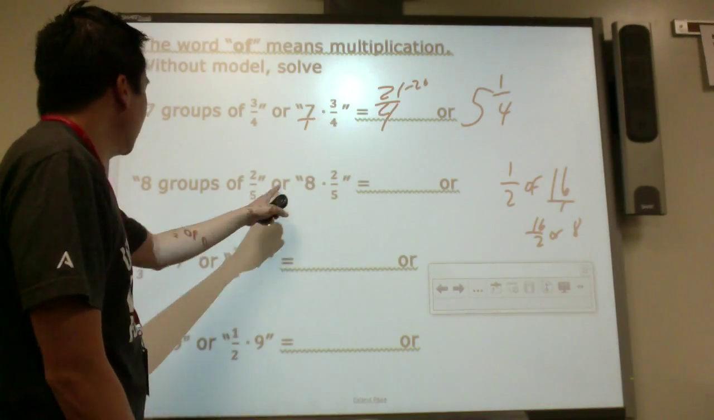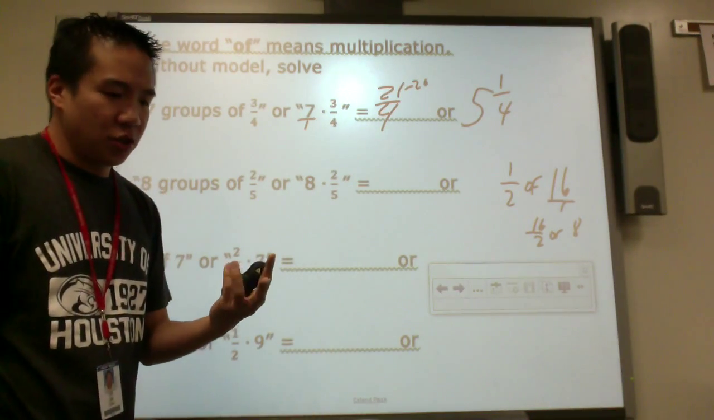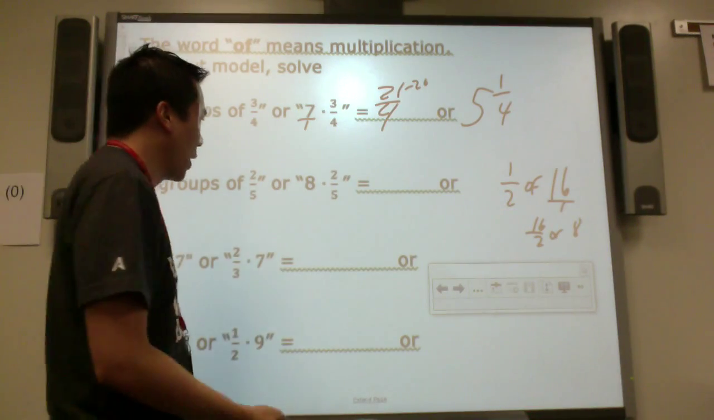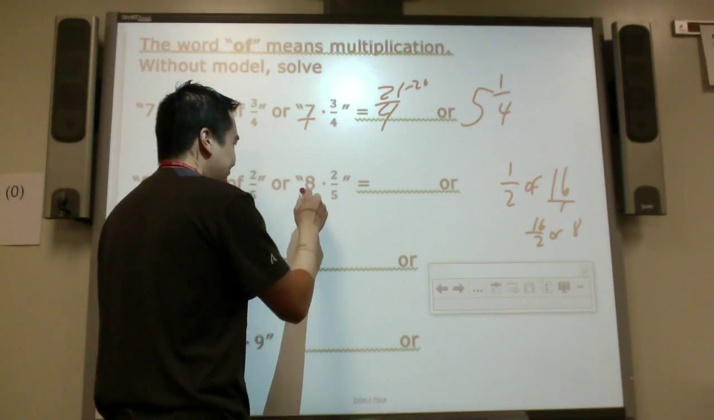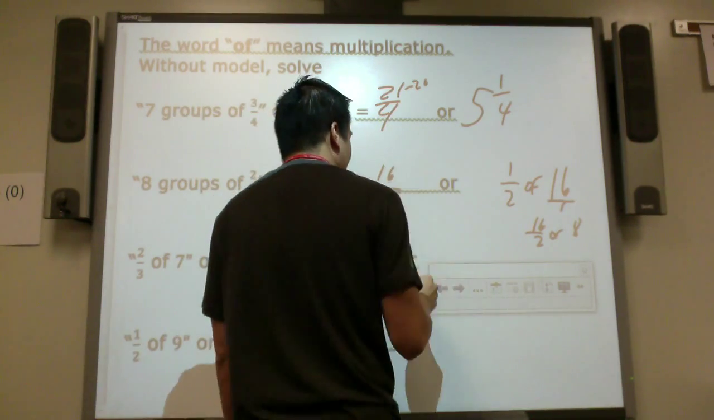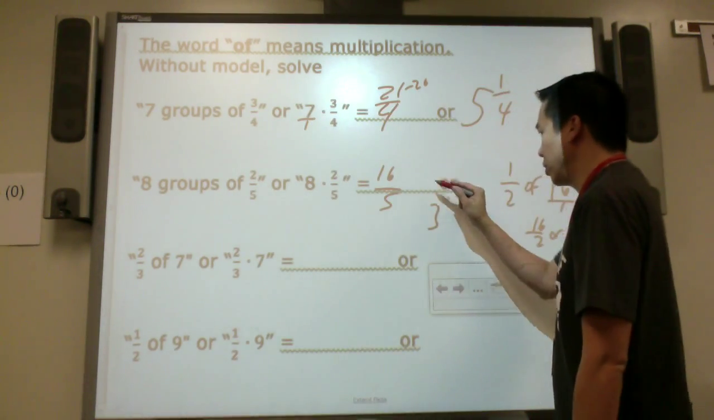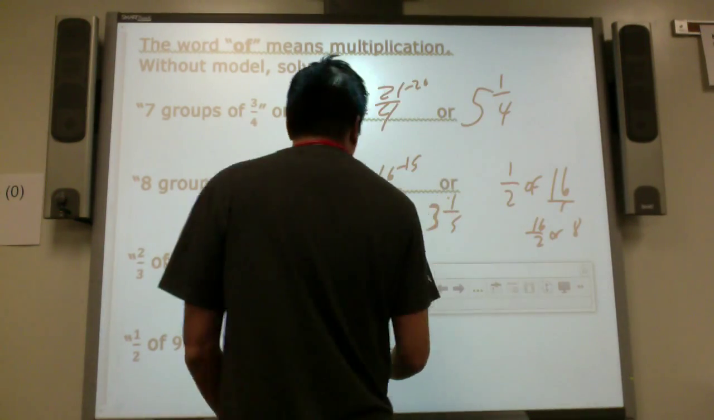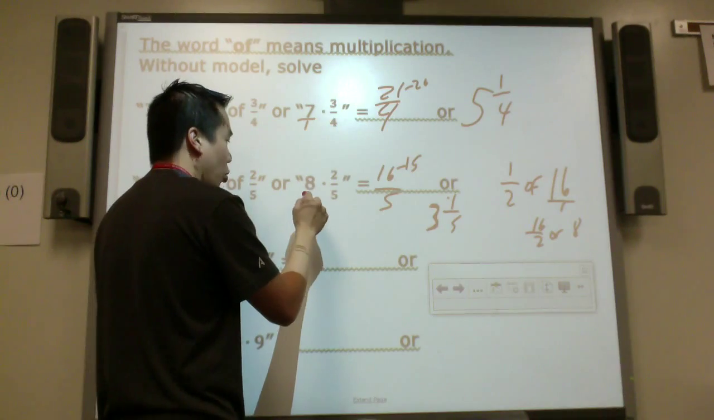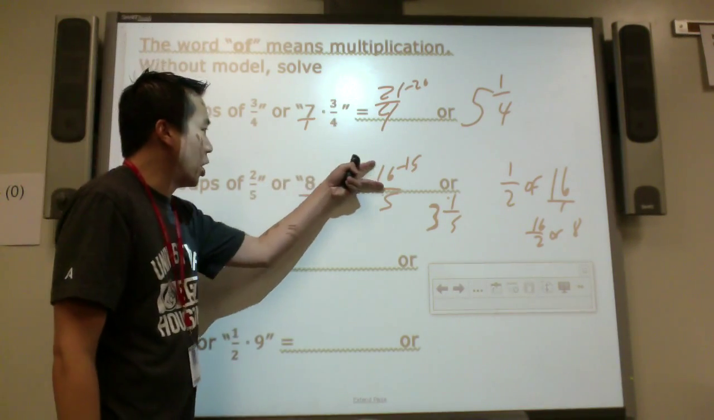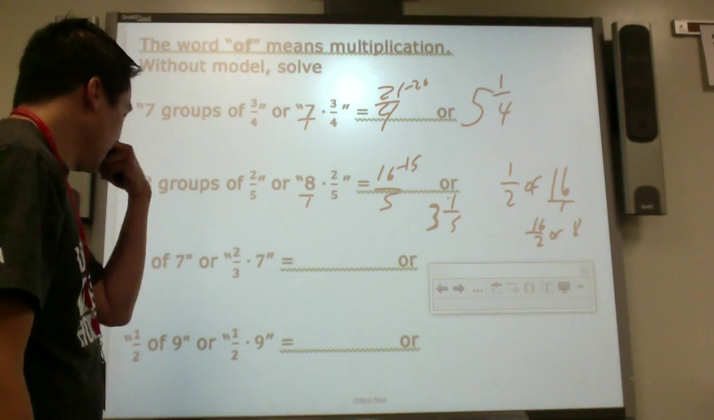Next one. 8 groups of 2/5. 2/5, 2/5, 2/5, 2/5, 2/5, 2/5, 2/5, 2/5. Repeated addition. I'm not going to do it that way. So I know that 2 repeats 8 times. That's 16/5. Or how many groups of 5 go into 16? 3 groups, and that leaves me 1/5. 3 and 1/5. Or another way to do it, turn this whole number into a fraction and multiply across, 16/5.